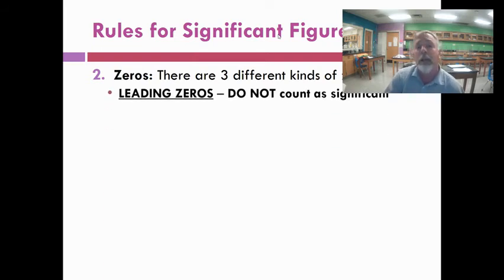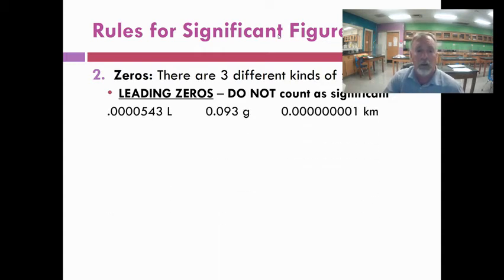The first one are leading zeros. Leading zeros will never count as significant. So here's some examples of leading zeros. They're to the left of any non-zero digit. None of those zeros are significant, right? So we only have 3 sig figs here in that first number, 0.0000543. Those leading zeros don't count. 543 tells us are significant figures, right? Same thing with the next one. Leading zeros don't count, so only the 9 and the 3 are significant. And finally, the last one, only that far one on the right is significant. Leading zeros never are significant.